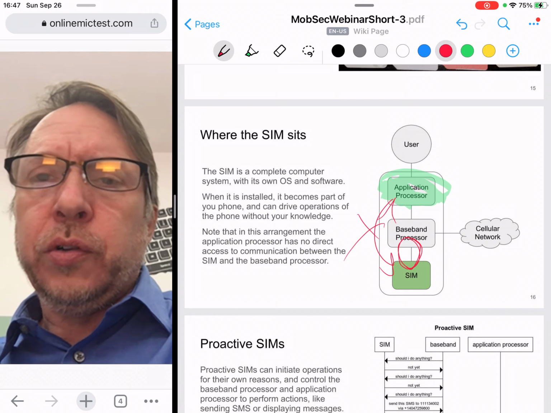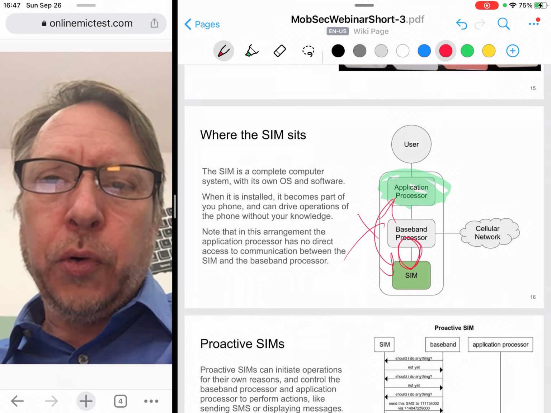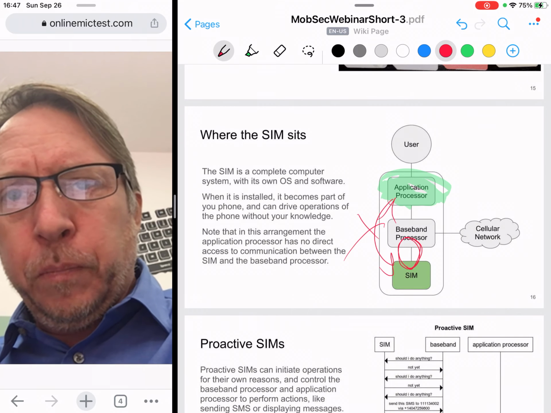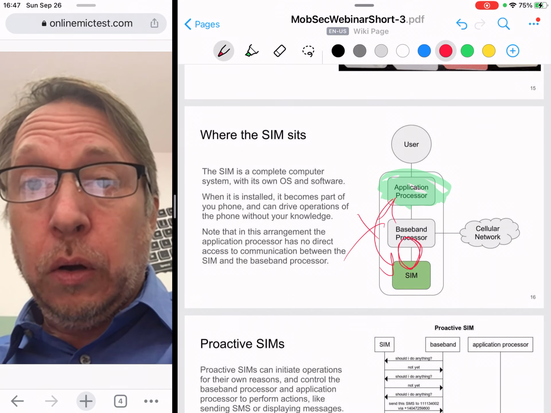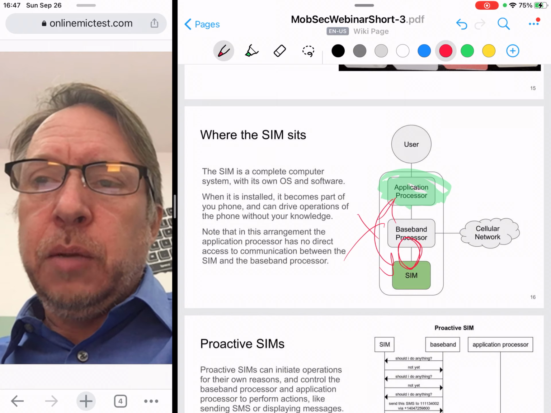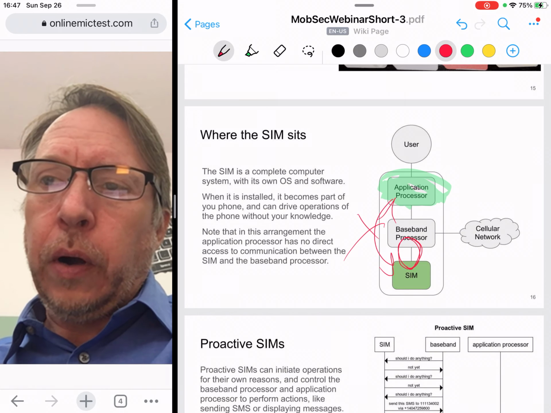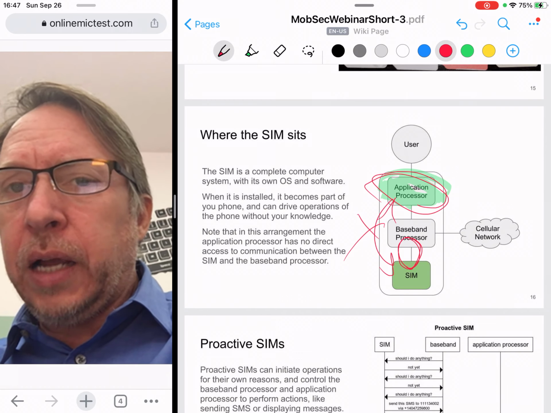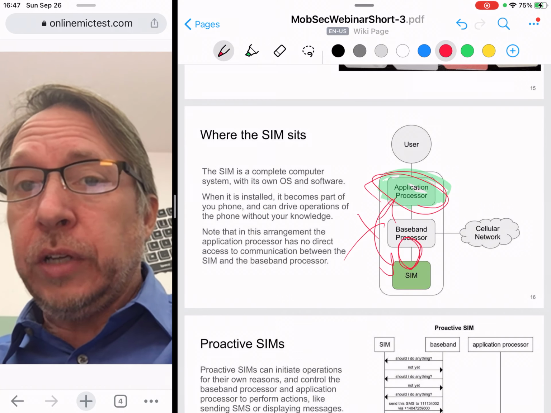It's a full computer system that is under the control of the mobile operator, that's interacting with the baseband processor in your phone, indirectly controlling all the telecom functions of your phone. And at the same time, your Android or iOS or whatever is sitting up here in the application processor has no access to these interactions. You really don't know what's happening down there.